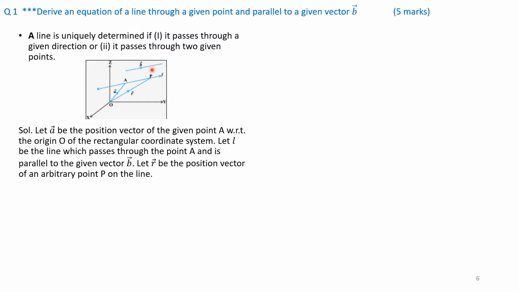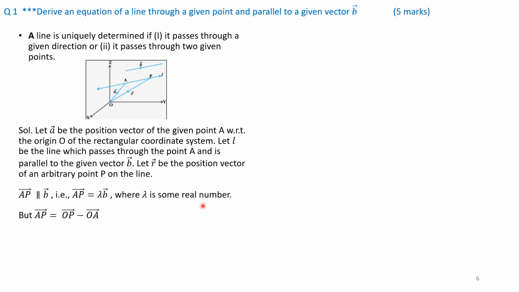Let R be the position vector of a point P. Consider a point P which has position vector R. So this is the diagram we have explained. Let AP be parallel to B. That is, AP is parallel to vector B. Therefore, AP is equal to lambda times vector B, where lambda is some real number.